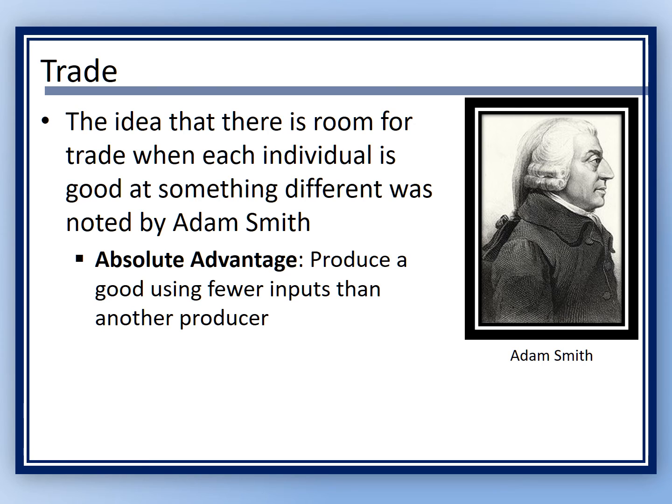So he has this idea called the absolute advantage. It's the ability to produce a good using fewer inputs than another producer. So I am better at math, you are better at English, and I have absolute advantage in math, and you have absolute advantage in English. Right? So absolute advantage means strictly better. I am strictly better than you in doing something, so I have the absolute advantage.